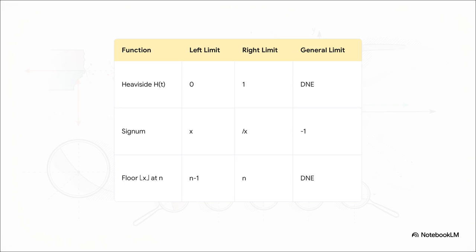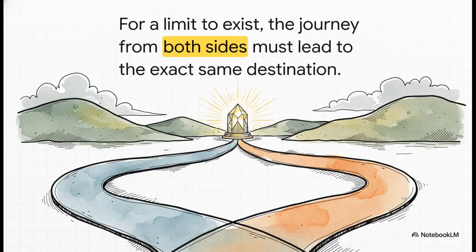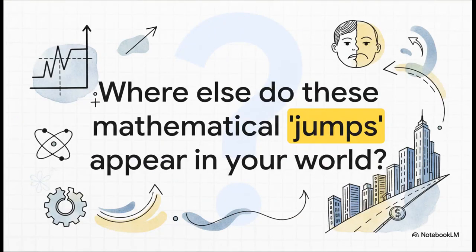In every single case we looked at, the left-hand limit and the right-hand limit were different. And because of that disagreement, the general two-sided limit simply did not exist. If you take one thing away from this whole explainer, let it be this. A limit is all about a destination. And for that destination to be valid, it cannot matter which path you take. Whether you come from the left or you come from the right, you have to end up at the exact same spot. So I'll leave you with a question to chew on.